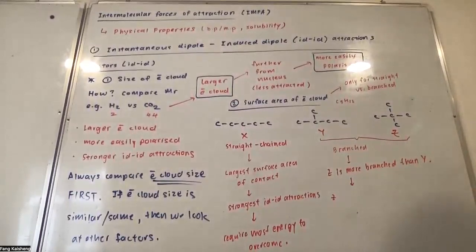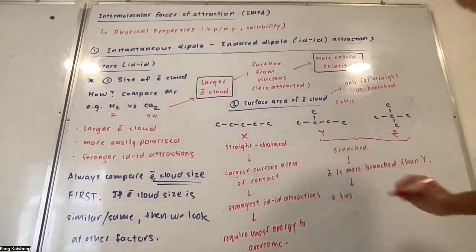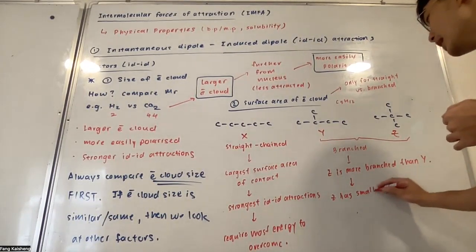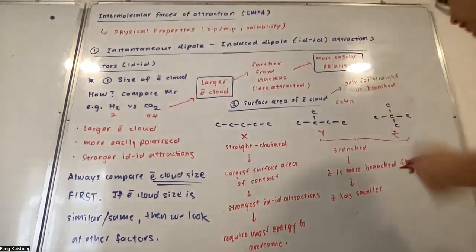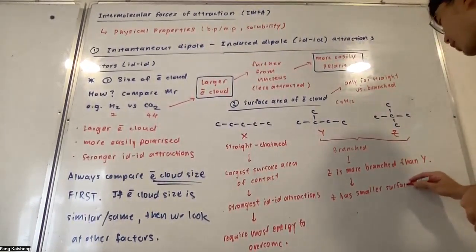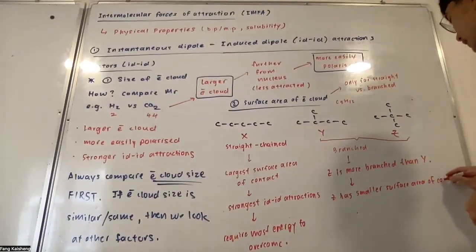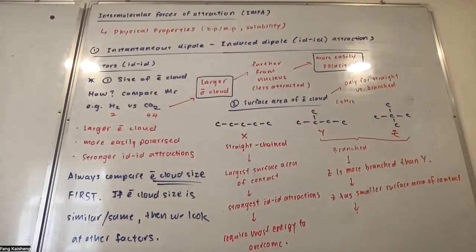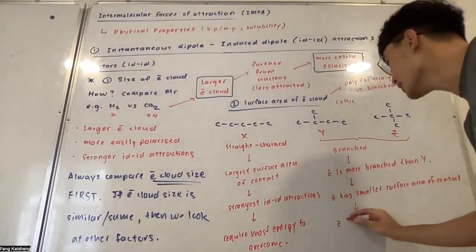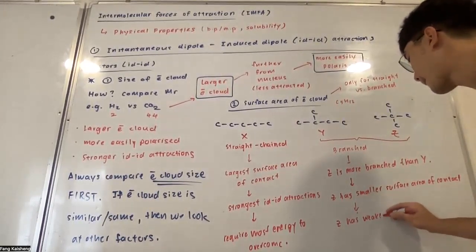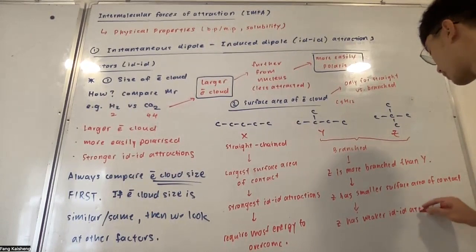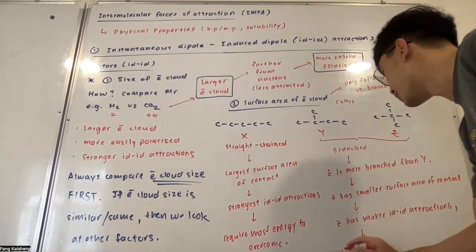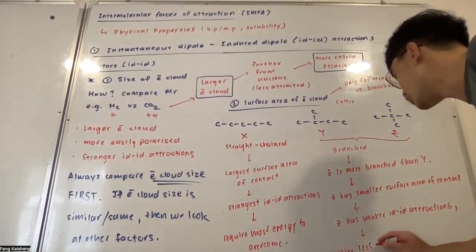Okay, we talk about Z here. Z has a smaller... Okay, good. Smaller. Now we can relate to the different keyword: smaller surface area of contact, which means... what? Less surface area, weaker ID attractions. Good. Then you pretty much understand the rest already, which requires less energy to overcome.